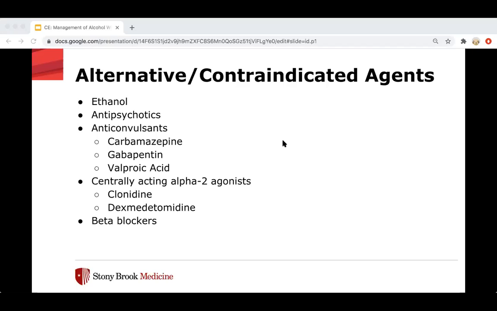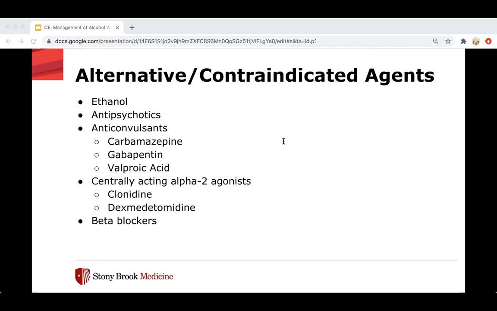Next, we have anticonvulsants. So anticonvulsants actually have no role in alcohol withdrawal seizures. Alcohol withdrawal seizures are usually self-limited and do not require anticonvulsants. If these patients develop status epilepticus, this is when we're going to use phenobarbital or propofol for a short time in conjunction with benzodiazepines before we're going to use any other kinds of anticonvulsants.